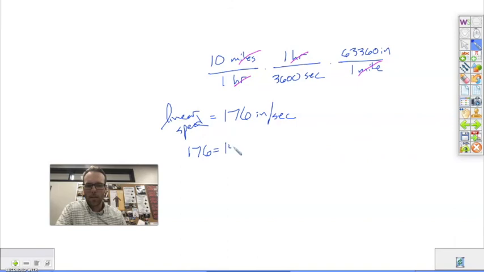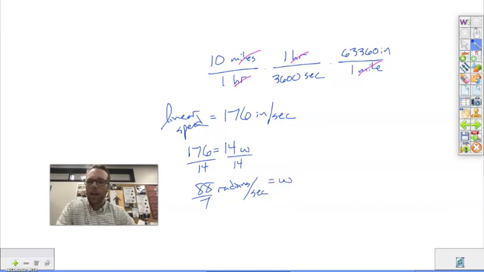So our radius here is 14 inches, so 176 equals 14 omega. Dividing by 14 on both sides, we get 88 over 7. Now, what are our units here? This is the angular speed. Angle is going to be measured in radians, and our time was in seconds. So we have an angular speed of 88/7 radians per second. So this doesn't work out quite so nicely.